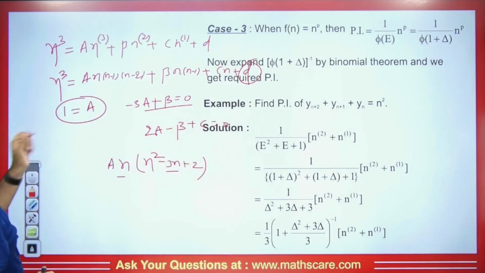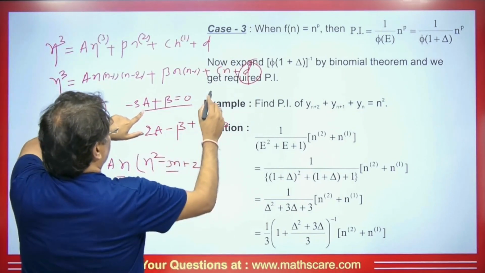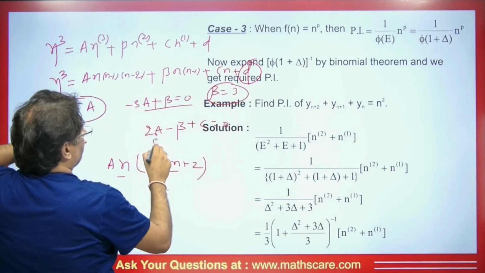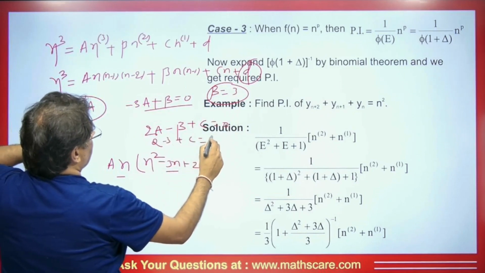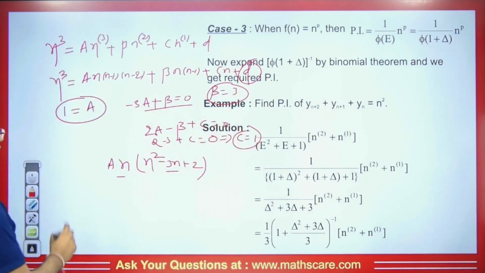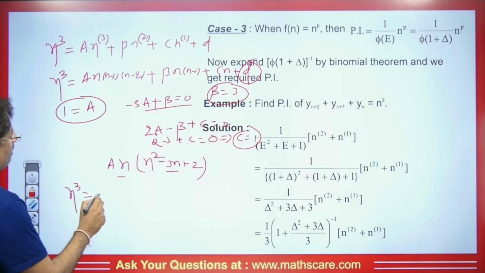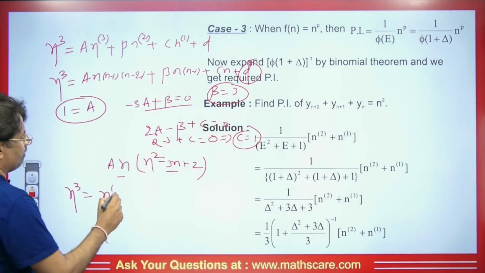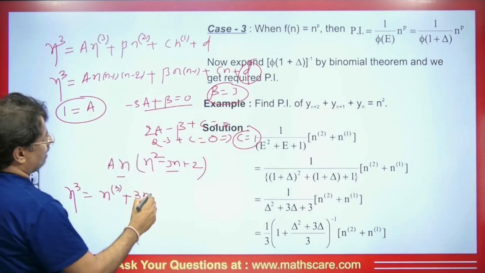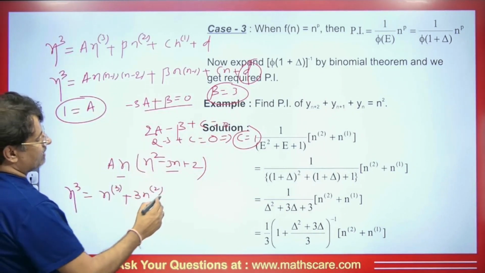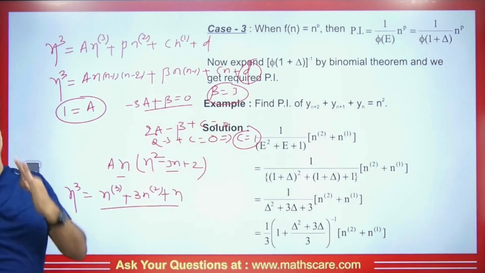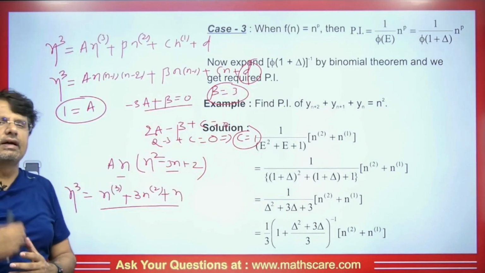Clear? Now a's value is 1, and if you put this a's value in it, then b's value will be 3. Now we got the value of a and b. Now put them here. This will be 2, this is minus 3 plus c. So from here, the value of c will be 1. Put it here. So the factorial notation of n cube will be: a's value is 1, so n to the power 3 plus b's value 3, 3n to the power 2, and c's value 1, n. When you simplify this, it will ultimately be equal to n cube. So this is how we convert it to factorial notation.